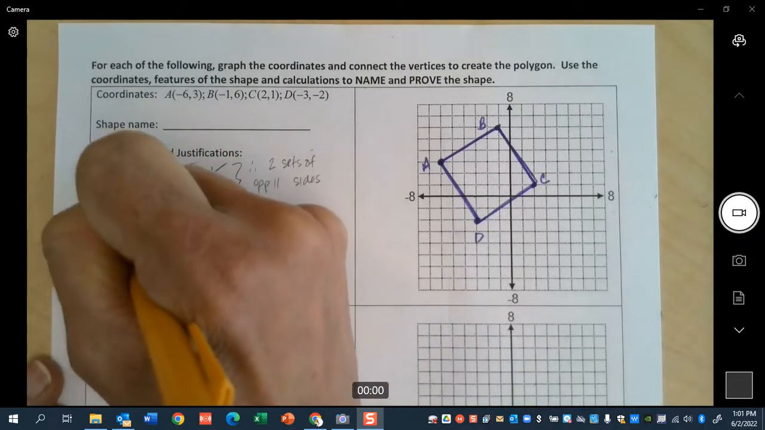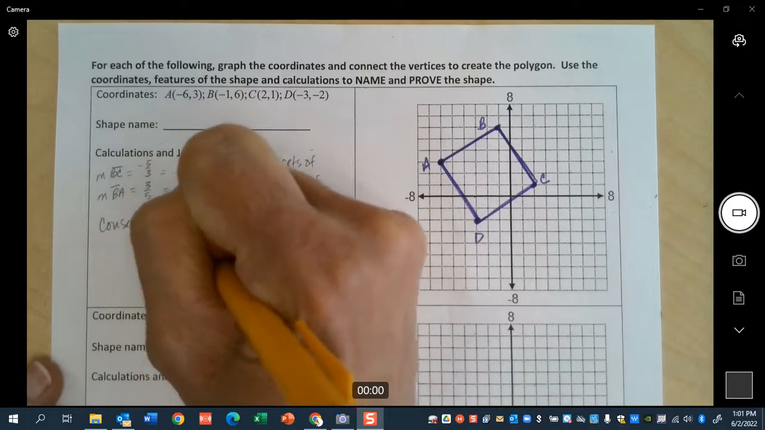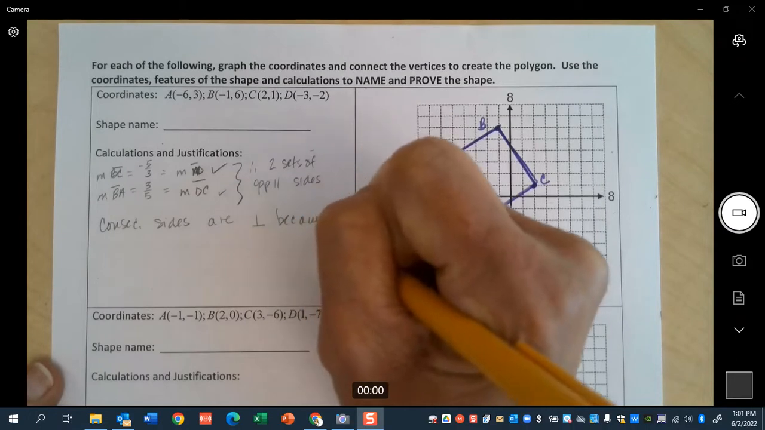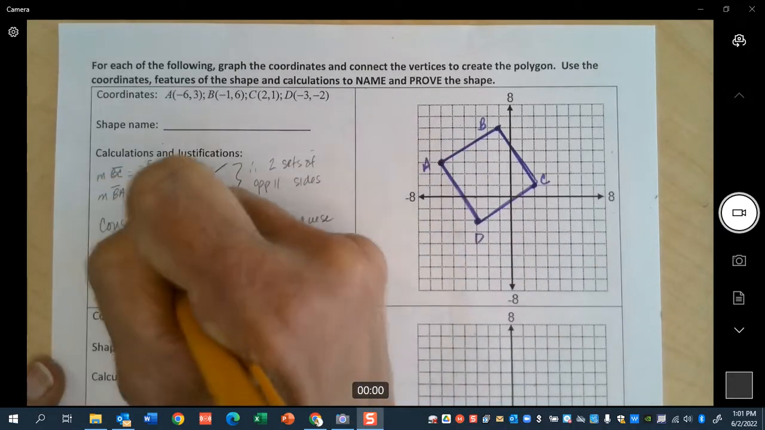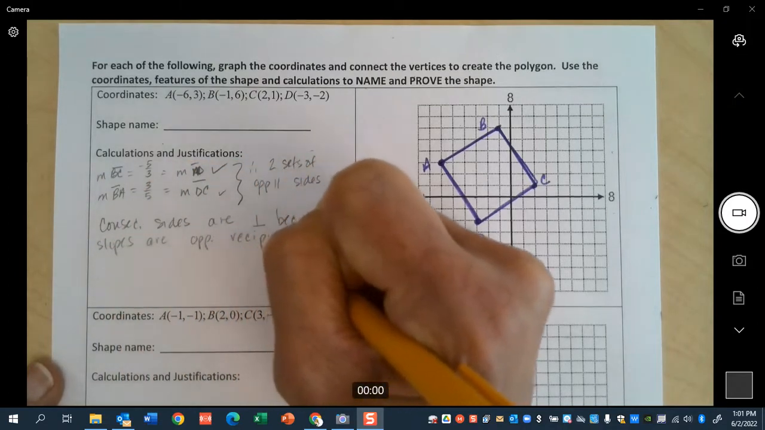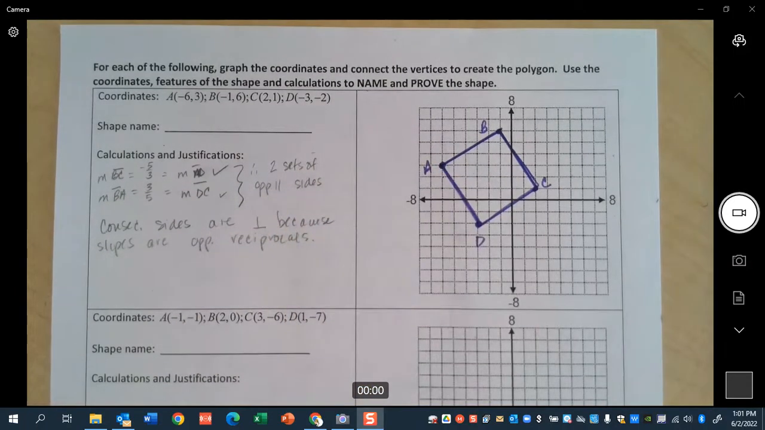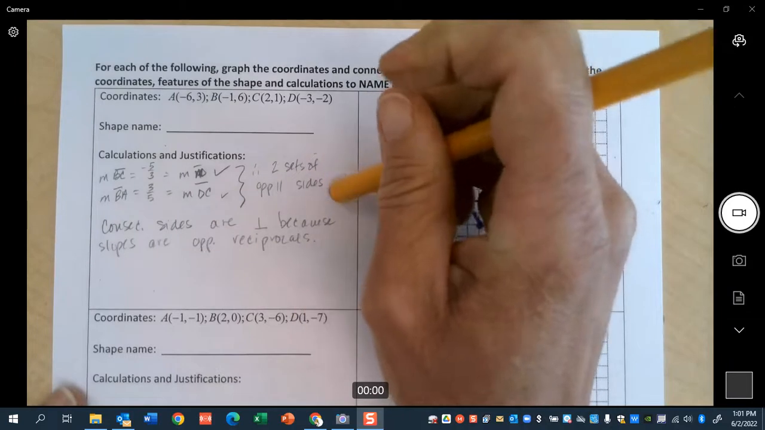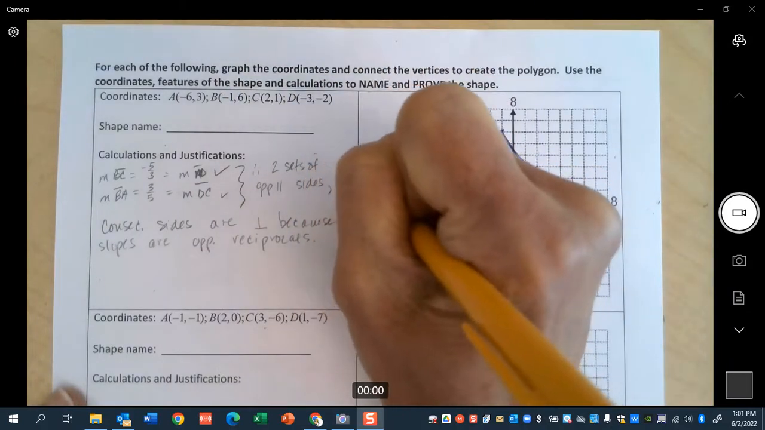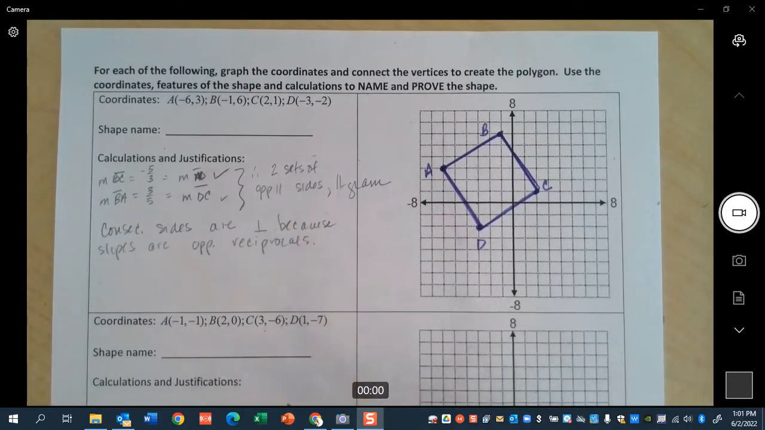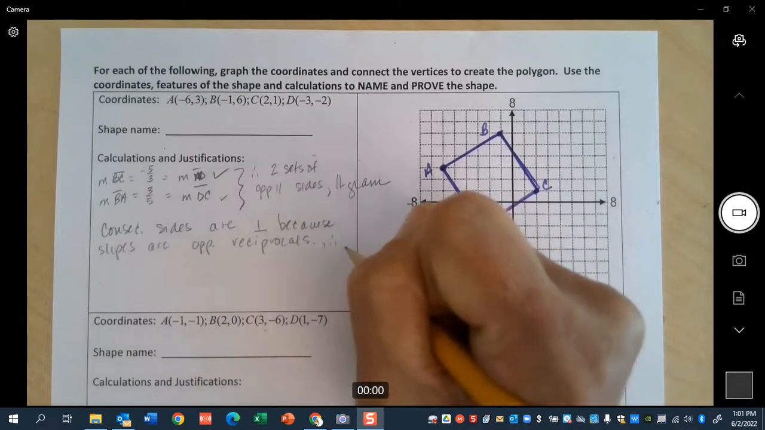We'll call them consecutive sides. Consecutive sides are perpendicular because the slopes are opposite reciprocals. Okay. So I've got, therefore, two sets of opposite sides that are parallel. So I know it's a parallelogram, right? Consecutive sides are perpendicular because the slopes are opposite reciprocals. Therefore, it's a rectangle.